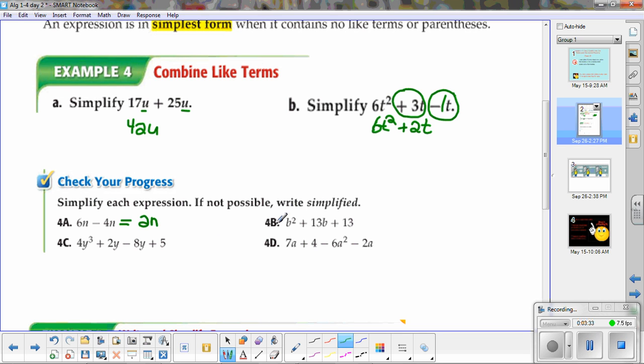This one right here is a little bit of a trick. We have a b squared, a b, and a constant. So here we don't have anything that is like terms, so we just go ahead and write simplified, or can't.